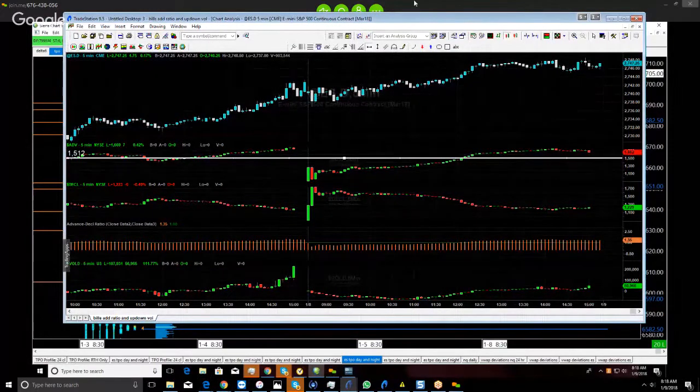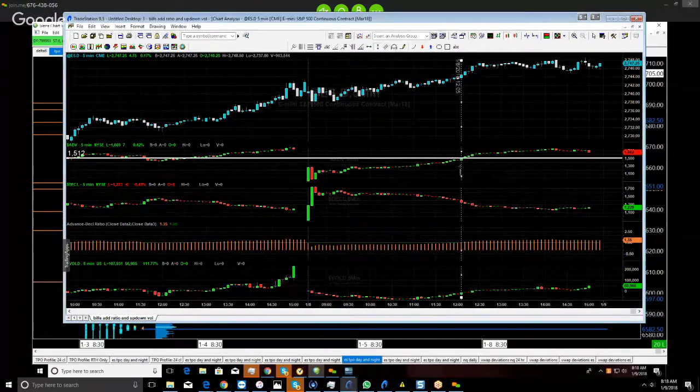day. You can see once we crossed that 1500 line, which was right here, you just should have given up on the short side. It just wasn't going to roll over. Internals were improving all the way through this point, and you can see just every dip got responsive buying, both in NQ and ES, from that point forward.